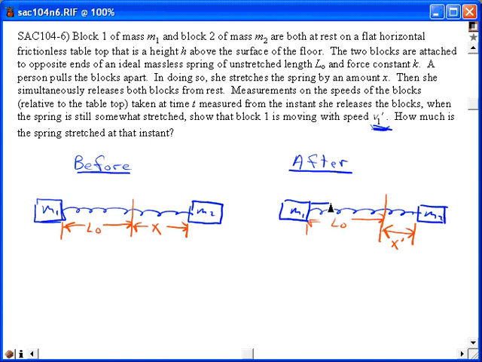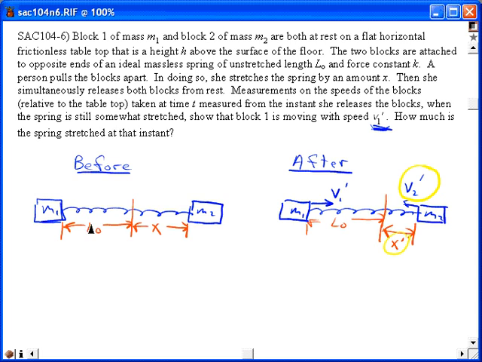And in the after picture, the blocks are moving. There's the given v1 prime and v2 prime. Now, we're looking for x prime, but we don't know v2 prime. So I would think we just use conservation of energy if we knew v2 prime. Energy before equals energy after. It would be all spring potential energy here and a mix of potential and kinetic energy here, and the spring potential energy would depend on x prime, which is what I'm looking for. But I don't know v2 prime.